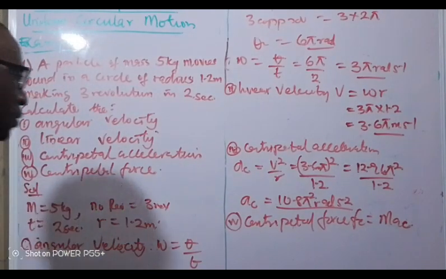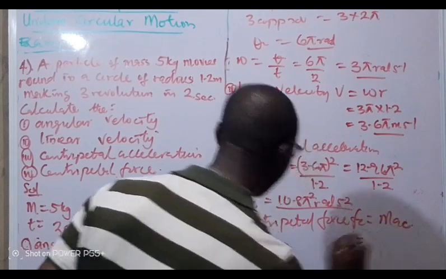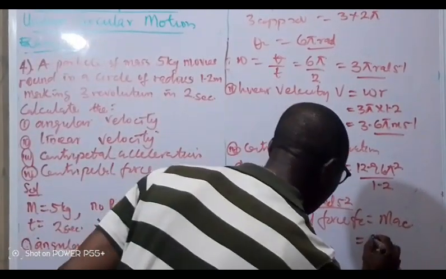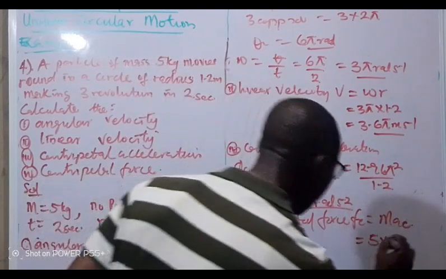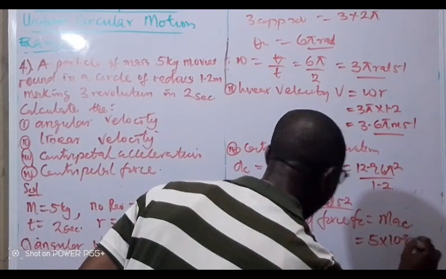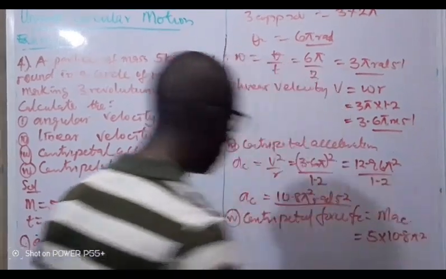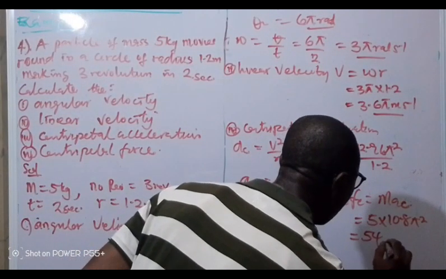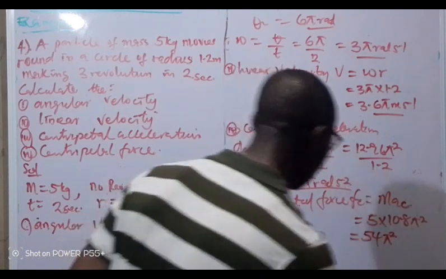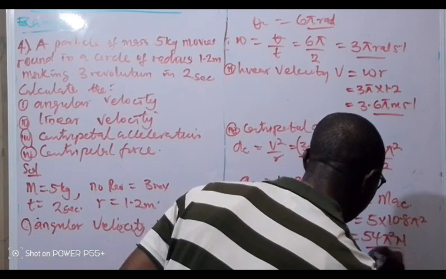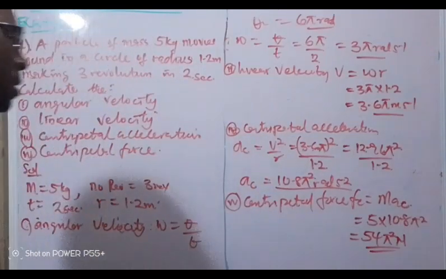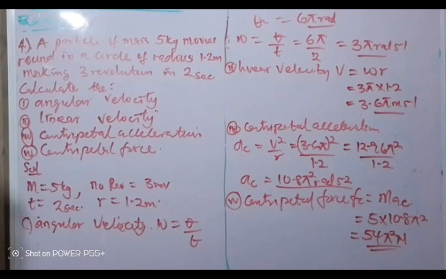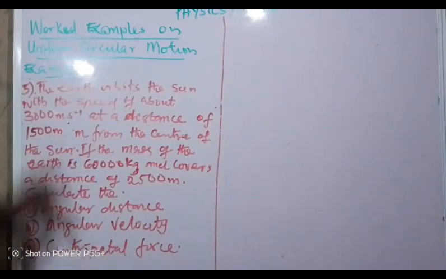So from there now, we can say our m, according to the question, is 5 kg. That's 5 multiplied by 10.8 pi squared. The answer to this one will be 54 pi squared Newton. That's the solution to example 4. Take this one as example 5.